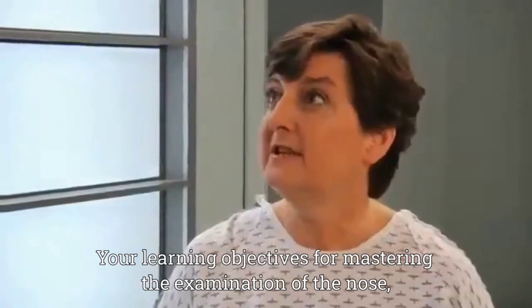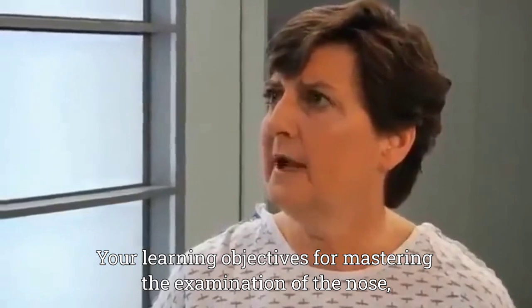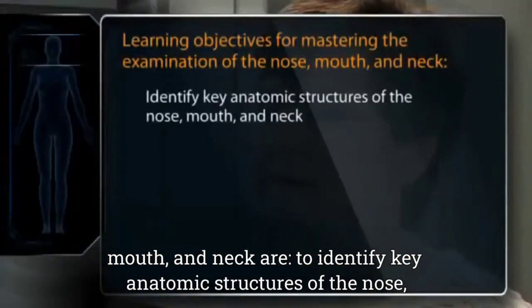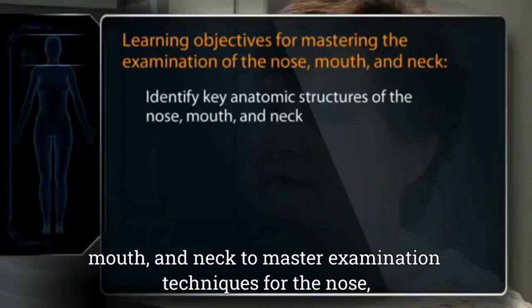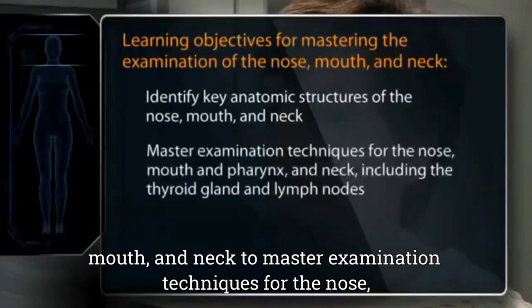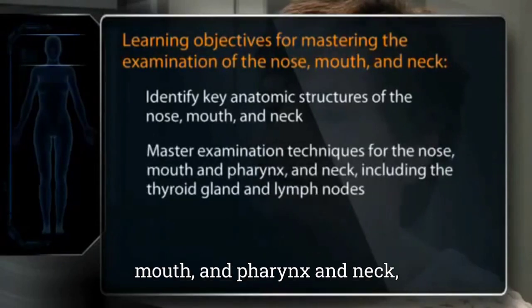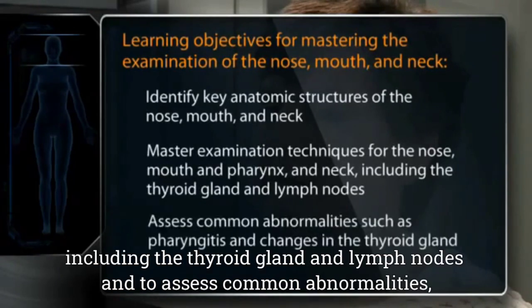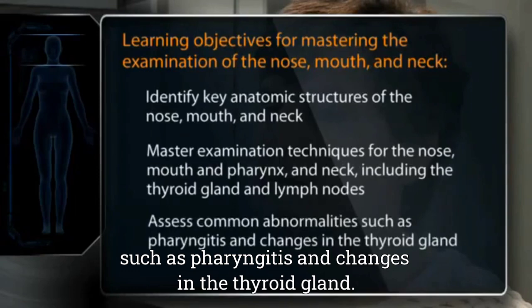Your learning objectives for mastering the examination of the nose, mouth, and neck are to identify key anatomic structures of the nose, mouth, and neck, to master examination techniques for the nose, mouth, and pharynx and neck, including the thyroid gland and lymph nodes, and to assess common abnormalities such as pharyngitis and changes in the thyroid gland.